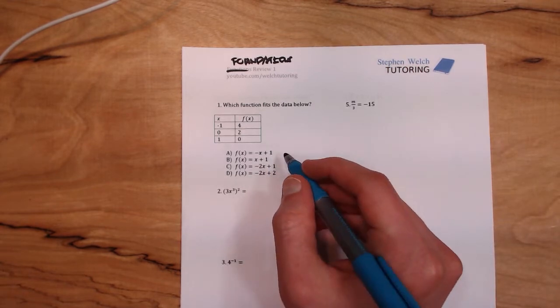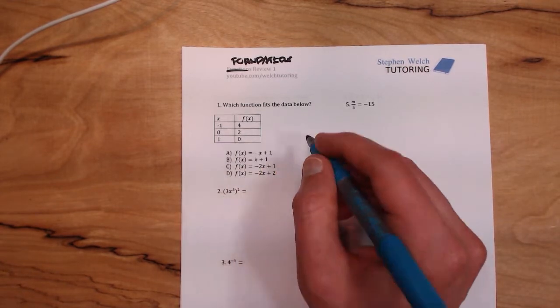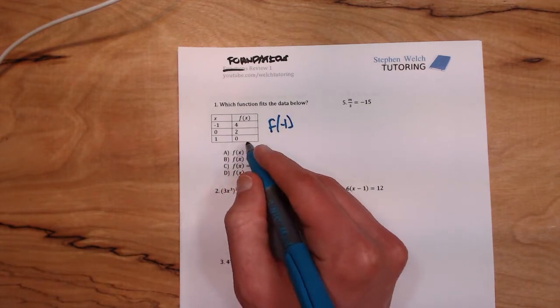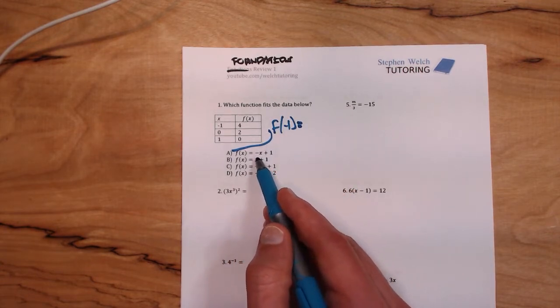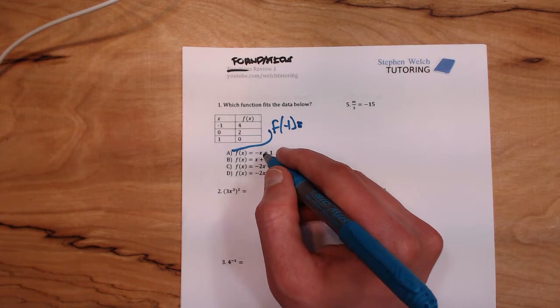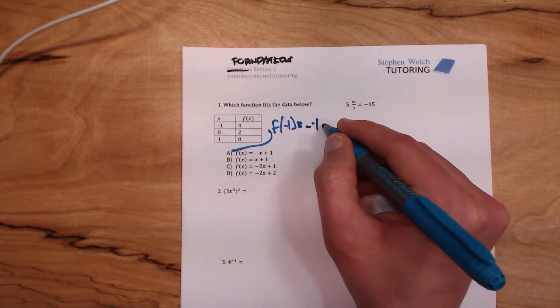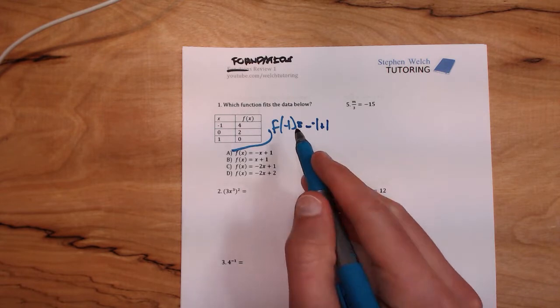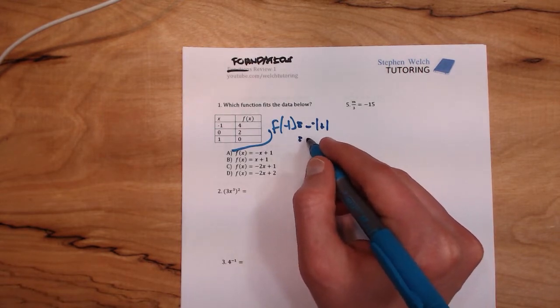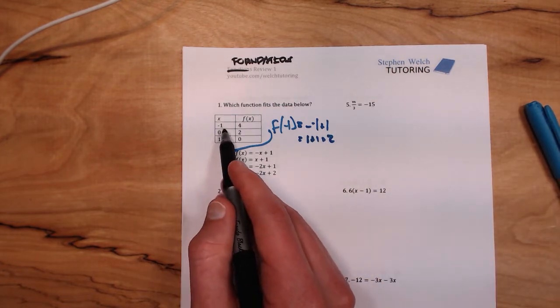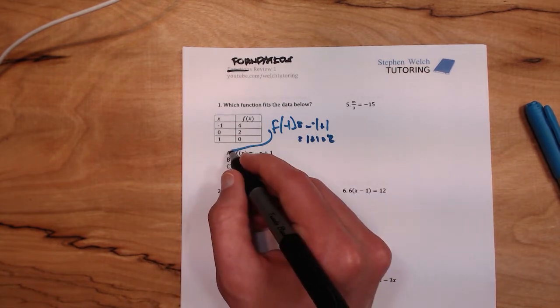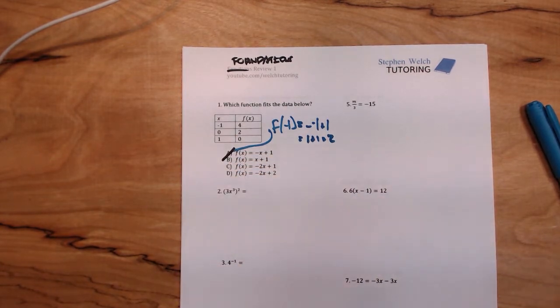So let's try A. For A, I want to evaluate f of negative 1. F of negative 1 equals, and remember wherever I see an x, I'm going to plug in a negative 1. So that equals minus 1 plus 1. And what is minus 1? Minus 1 is plus 1. So I have 1 plus 1 equals 2. Now we see here that f of 1 is supposed to equal 4, and it didn't. So A is out. Eliminating bad answers is always a great option, especially on multiple choice tests like your graduation test.